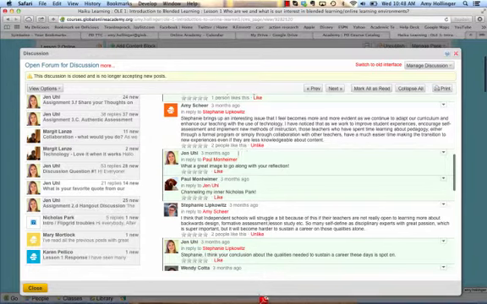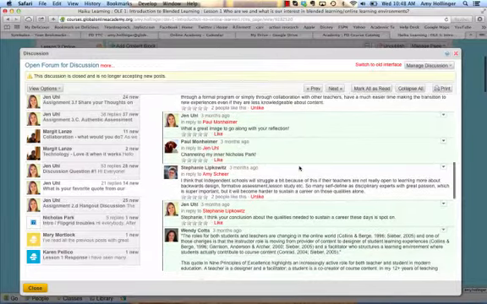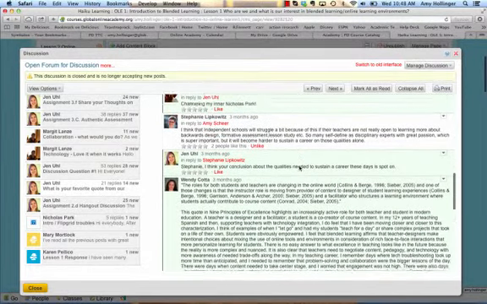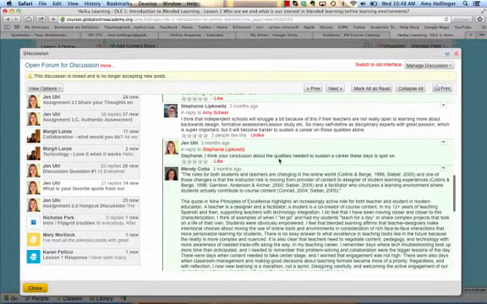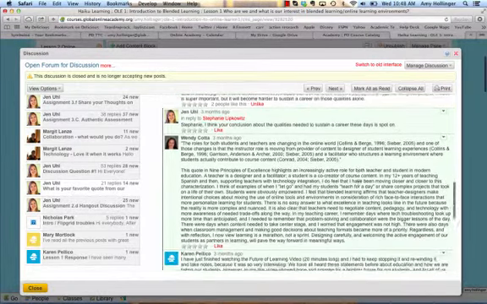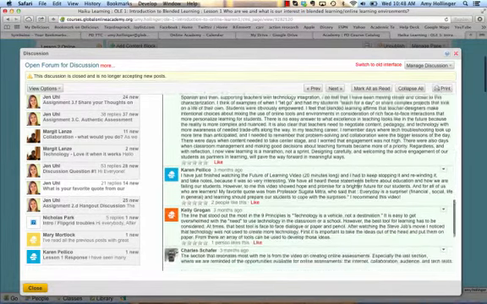Here she gets in on the action, kind of keeping things going, and she just simply replies, what a great image to go along with your reflection, because she wants to reinforce that this person's engaging and they're providing to the discussion. Again, I think your conclusion about the qualities needed to sustain a career these days is spot on. So Jen's discussion participation is nowhere near what the class's is, which is exactly how it should be.